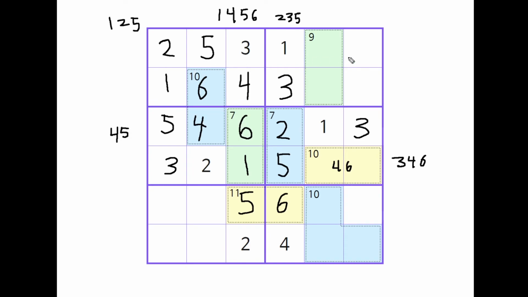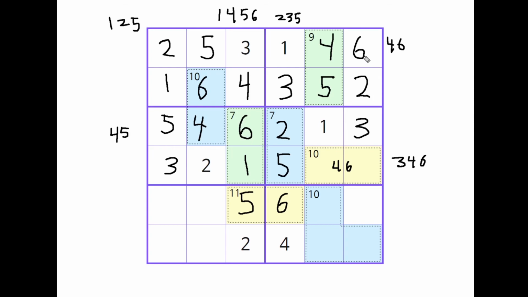The first row is missing the numbers 4 and 6. But we know the green cell must contain the 4. If we were to instead place the number 6, the bottom green cell would have had to contain the number 3 in order to sum to 9. And this would have once again broken the rules of classic Sudoku. Now we can place the 6 in the first row, as well as the 5 and 2 in the second row.